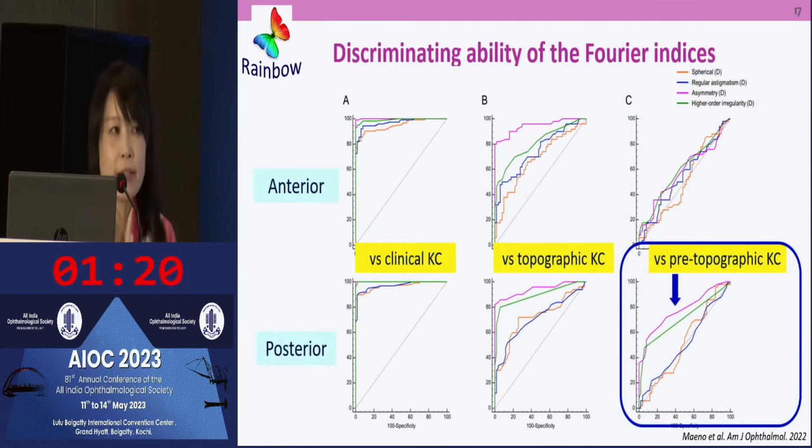When we look at the discriminating ability of the Fourier indices between normal eyes and pre-topographic keratoconus, actually FFKC, the Fourier indices from the posterior corneal asymmetry component show the best ability.